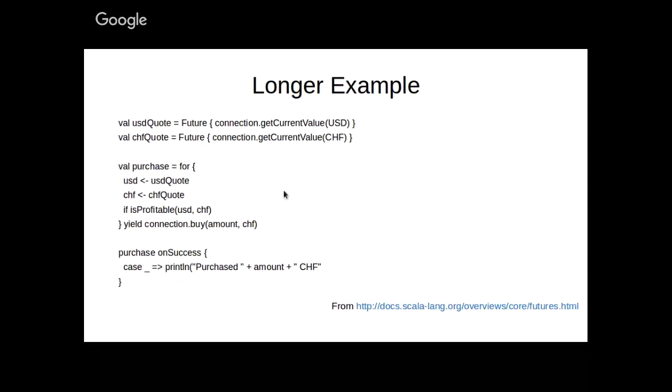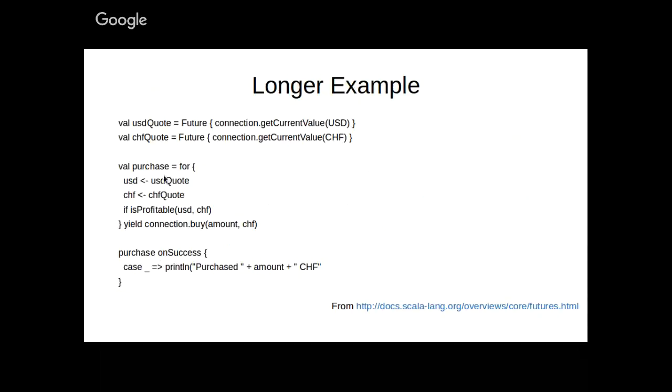Okay, this is a longer example. This is actually from the Scala website, but basically here we're using the same sort of syntax. We're getting quotes from web services regarding some currencies. We are here extracting the values associated with those futures, asking is it profitable, and for those which are, then we'll buy some of the currency, and then we can call on success.